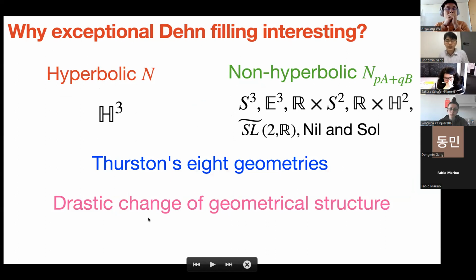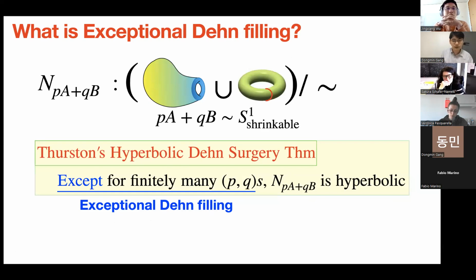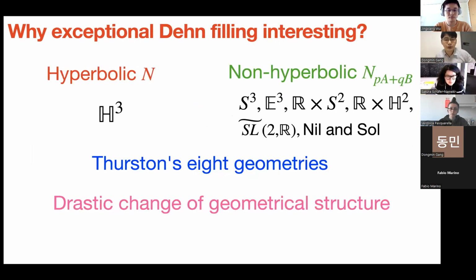So this exceptional Dehn filling is very interesting because, yeah, please. So what if you start with a non-hyperbolic manifold, for example the three-sphere? If you start from a non-hyperbolic manifold, then the resulting manifold after the Dehn filling is always non-hyperbolic. Okay. So to construct a hyperbolic closed manifold from Dehn filling, we should start from a hyperbolic 3-manifold with torus boundary. Thank you for the question.